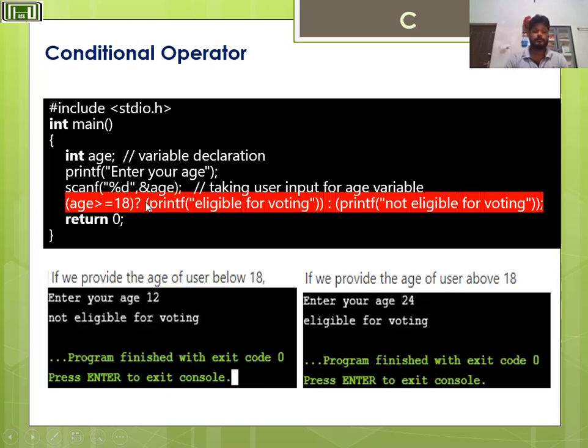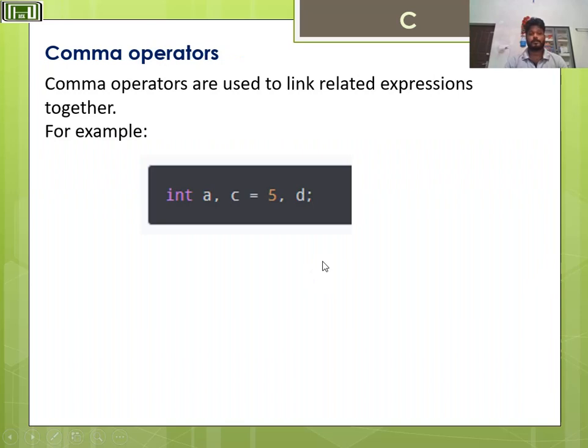We have possible conditions. Here we have age greater than or equal to 18, question mark, printf eligible for voting, or printf not eligible for voting. Age greater than or equal to 18 is expression 1. Printf eligible for voting is expression 2. Then printf not eligible for voting is expression 3. If you give the input as 12, that means we provide the age of user below 18, then not eligible for voting, then program finished with exit code 0. Then if we provide the age of user above 18, then enter your age 24, eligible for voting. This is how conditional operator works.